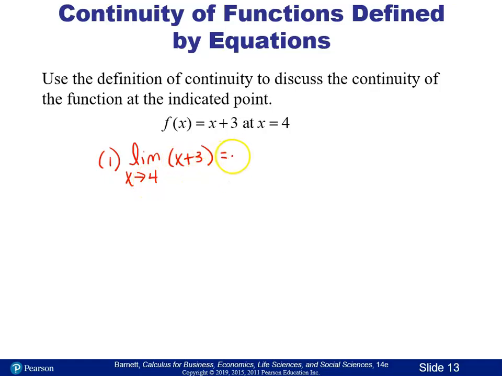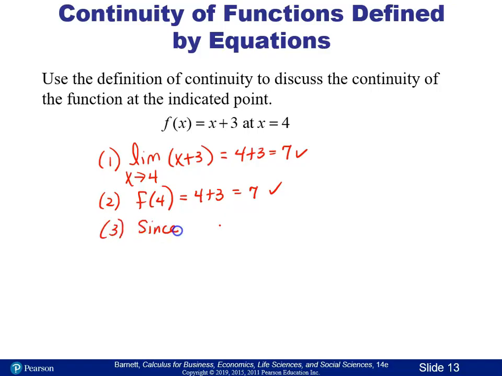So if I put 4 into it, that's going to be 4 plus 3, which will give me 7. So the limit is going to be 7. F of 4, that's going to be 4 plus 3, so that's also going to be 7. And then since the limit of f of x is equal to f of 4, it's continuous at 4.